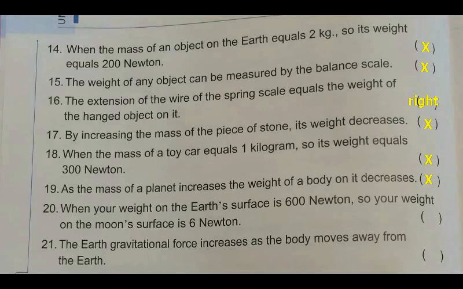Number 20. When your weight on the Earth's surface is 600 Newton, so your weight on the Moon's surface is 6 Newton. My weight on the Earth is 600 Newton, so what will my weight on the Moon's surface be? 600 times 1 over 6, which means 600 divided by 6 equals 100 Newton, not 6 Newton. So the answer is wrong, and the correct answer is 100 Newton.